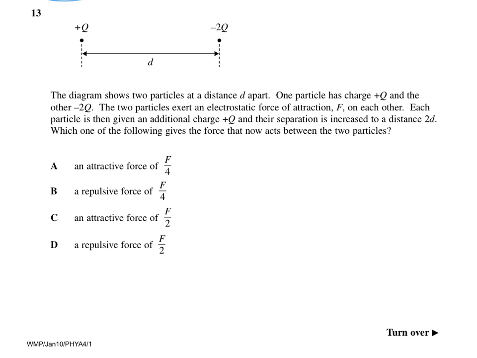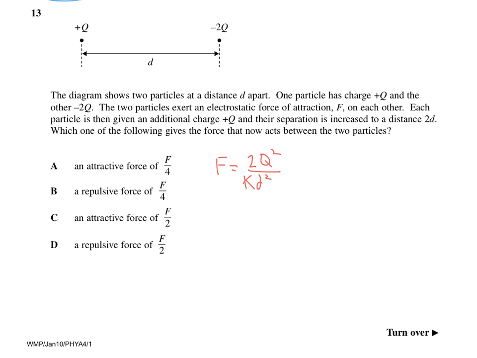You've got two particles at a distance d apart, one with charge plus q and the other of minus 2q. So the force F. Each particle is then given an additional charge of plus q, and their separation is increased to a distance 2d. Which of the following is the force that now acts? So the force before would have been 2q squared over d squared, and then they would be multiplied by a constant.